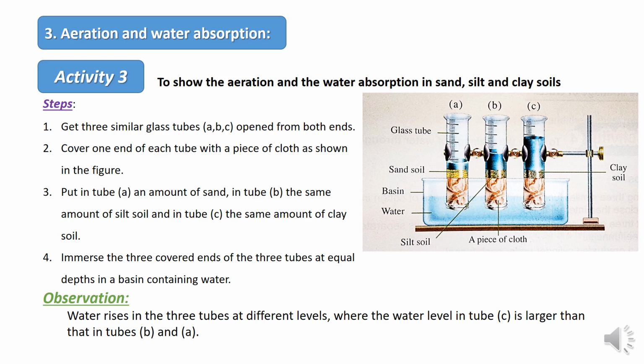Then immerse the 3 covered ends of the 3 tubes to equal depth in a basin containing water. Observation: water rises in the 3 tubes at different levels, where the water level in tube C is higher than in B and A.